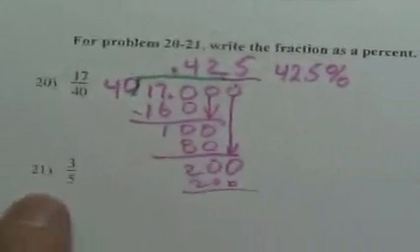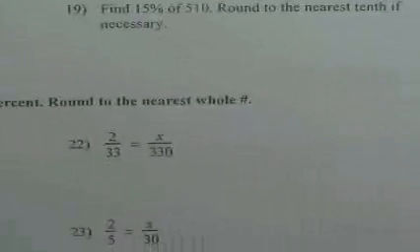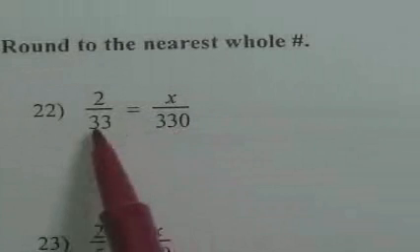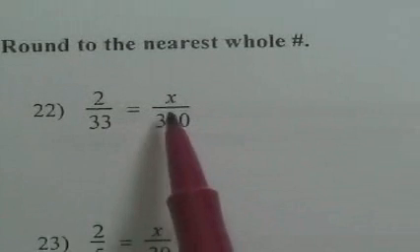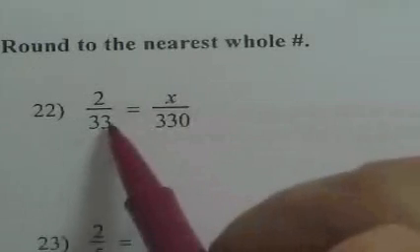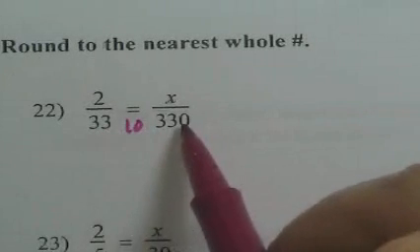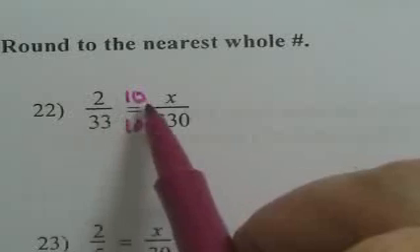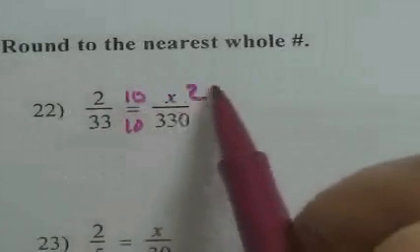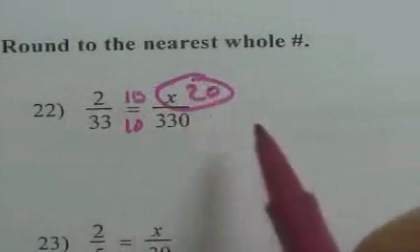Okay, you can do 21 on your own. Let's slide on over to 22. Remember, there's a couple of ways of doing this. Sometimes if it's nice and neat, like 33 goes into 330, you can just multiply it out. 33 times 10 is 330. So you multiply the top by 10. And we have 2 times 10 is 20. So x must be 20.